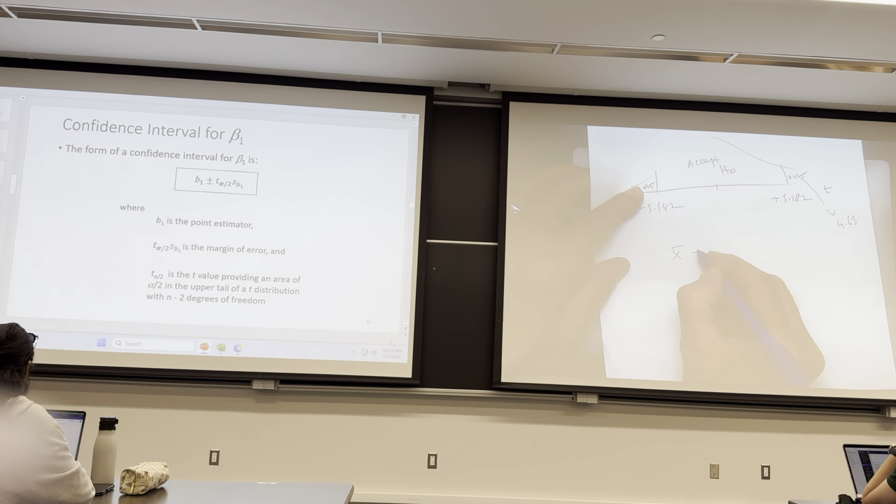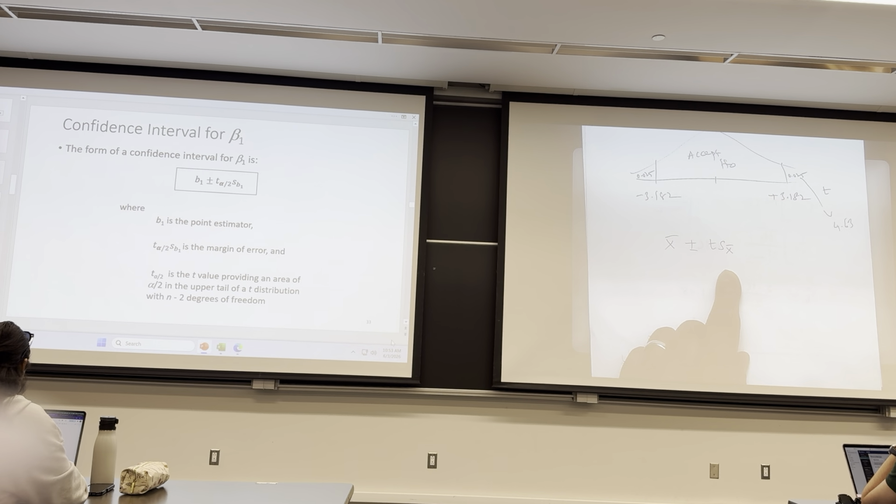x bar plus minus t times the standard deviation. Now over here, x bar is replaced by b, small b, and the standard deviation is replaced by the standard deviation of b. That's all; nothing new is coming. The only thing is the notation is changing. Instead of the sample mean, you are putting the sample slope, and instead of the standard deviation of the sample mean, you are putting the standard deviation of the sample slope.